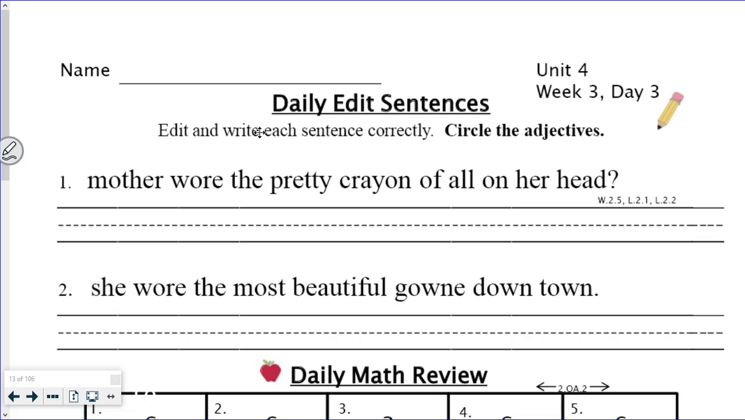All right, so number 1, Mother wore the pretty crayon of all on her head. Okay. We don't wear crayons on our heads, so there's a problem with that, definitely. So fix it up, rewrite it nice and neat. Number 2, she wore the most beautiful gown downtown. Same thing, fix it up nice and neat, rewrite it on the line. So go ahead and pause your video, do number 1 and number 2.